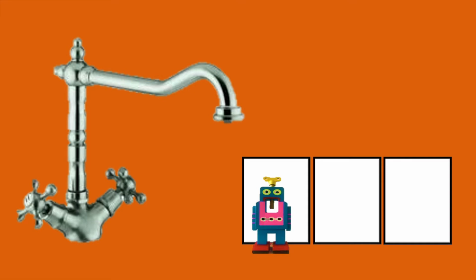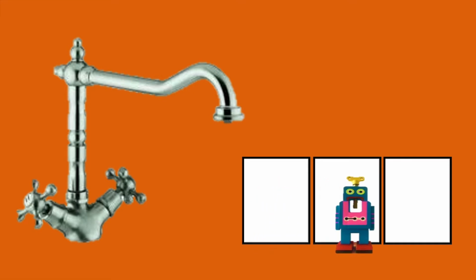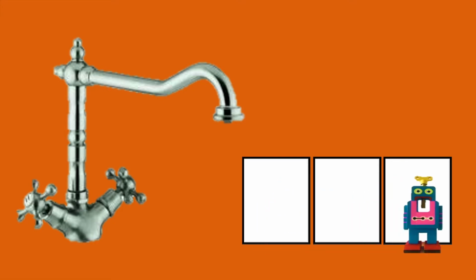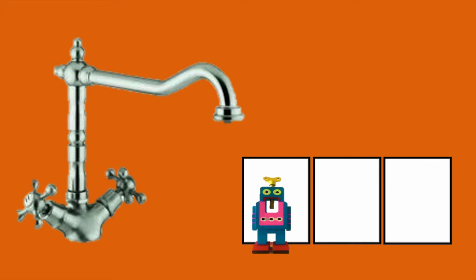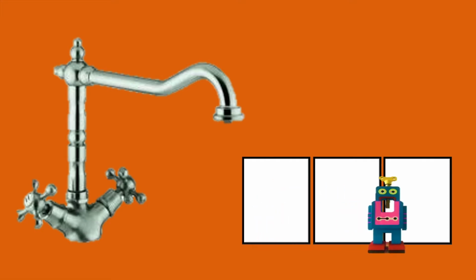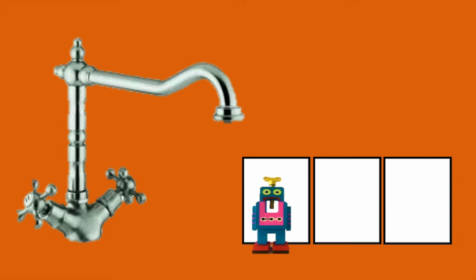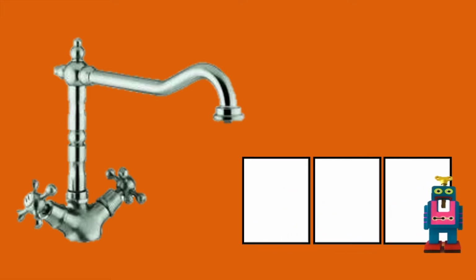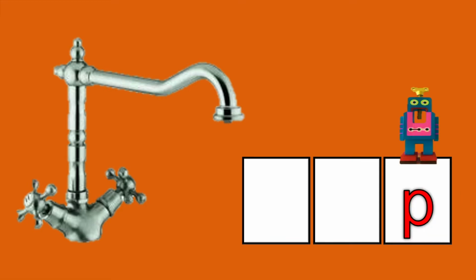Here's the next one. Tap. Let's segment that. T, a, p. Where is the P sound in tap? Pause the video and write it in. It was at the end of the word.